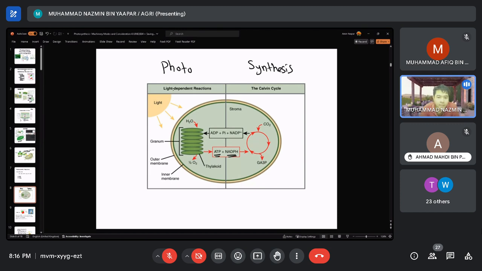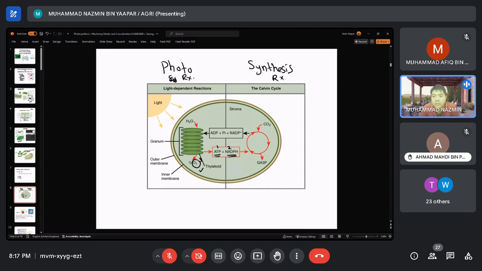Remember, okay, light-dependent reaction or simply light reaction, right? So we call it photoreaction, synthesis reaction. And as a byproduct, you also get oxygen, right? So three things you get from the light reaction: ATP and NADPH, and also the oxygen.